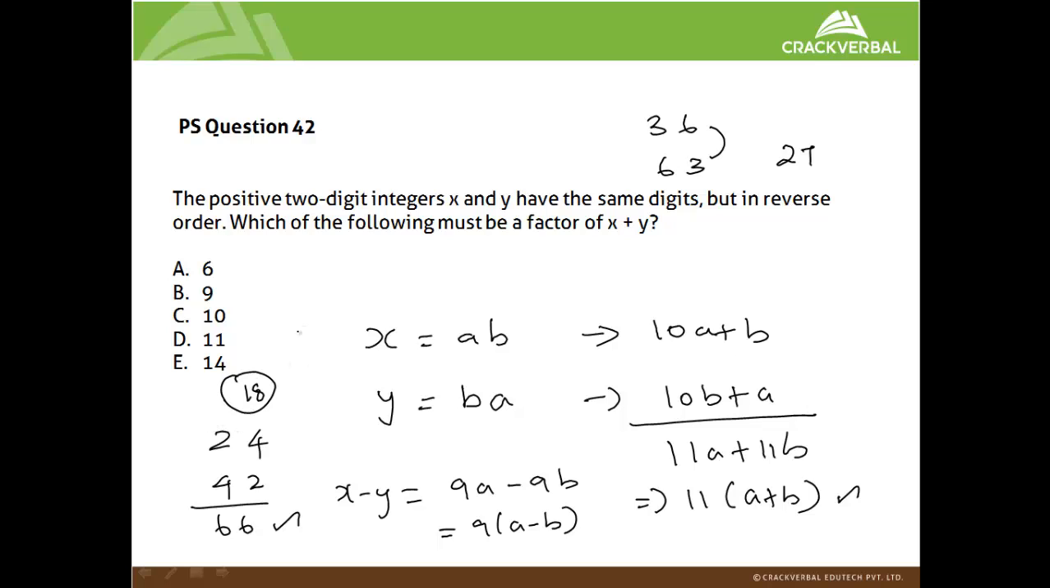So generally, any two-digit integers matching this condition, that they are reverse of each other, their sum will always be divisible by 11 and their difference will be divisible by 9. Okay, so here the answer has to be D because they are asking for the sum.